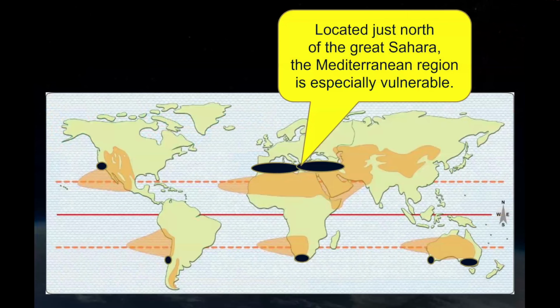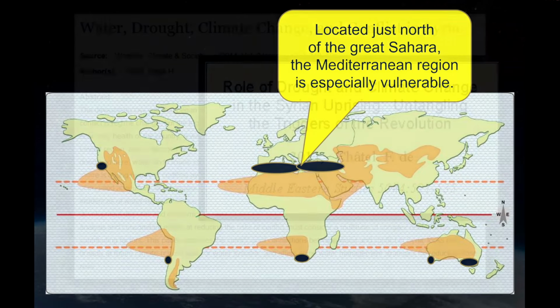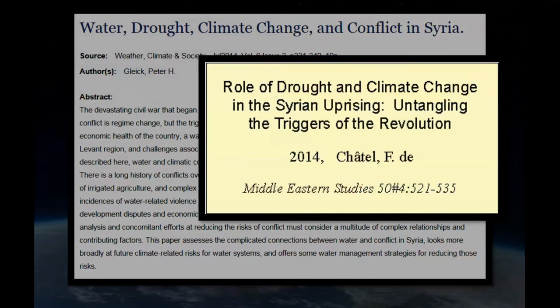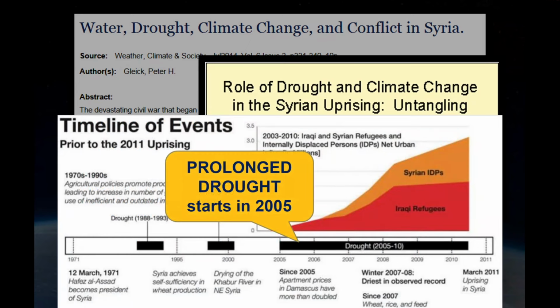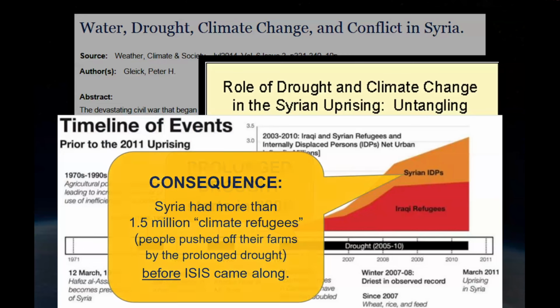And located just north of the Great Sahara of Africa, the Mediterranean is especially vulnerable. You can find a handful of articles that show how that affected a place in the Eastern Mediterranean like Syria. This is a timeline of events. In Syria, the big drought started about 2005. By 2010, Syria had more than 1.5 million climate refugees. These were people that were pushed off their farms by this prolonged drought.